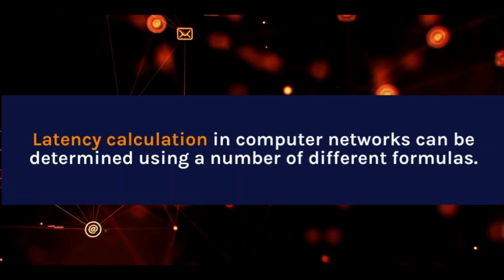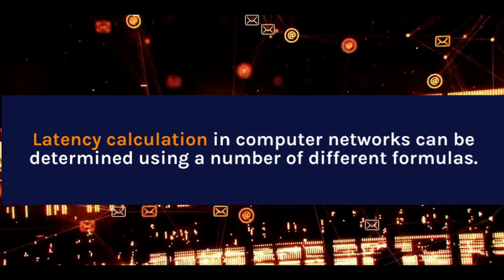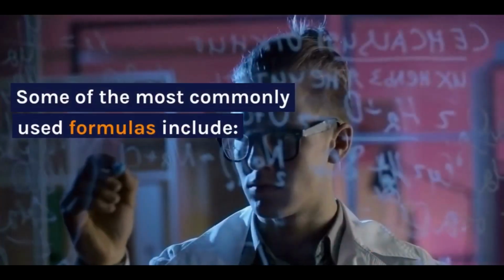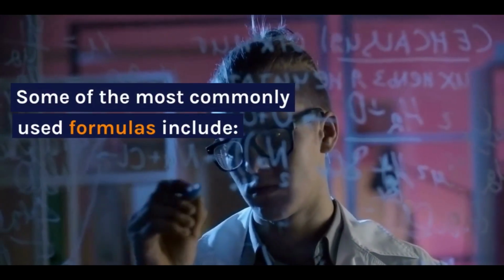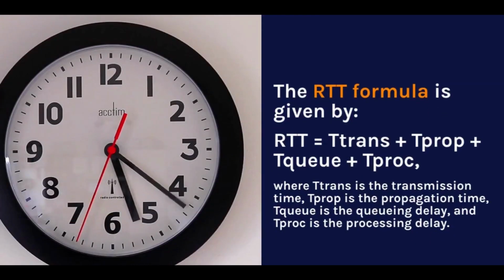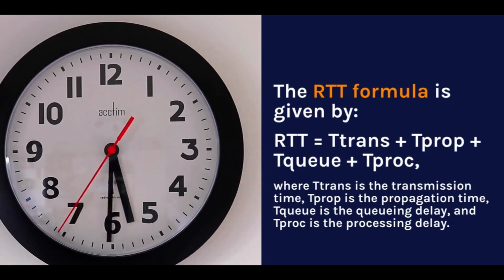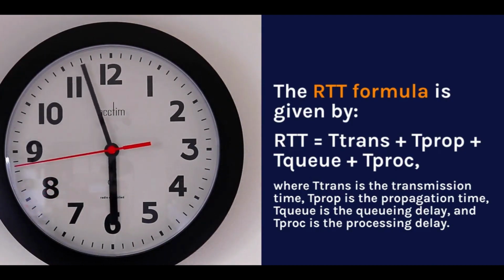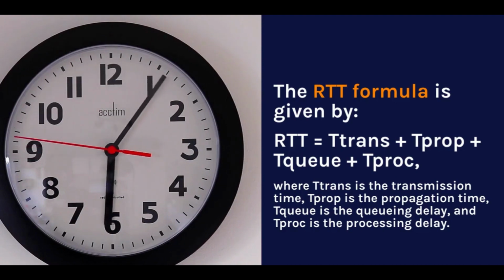Latency calculation in computer networks can be determined using a number of different formulas. Some of the most commonly used formulas include the round-trip time, RTT, formula. RTT is defined as the time taken for a packet to be sent from a source to a destination and then back again. The RTT formula is given by RTT = trans + prop + Q + proc, where trans is the transmission time, prop is the propagation time, Q is the queuing delay, and proc is the processing delay.